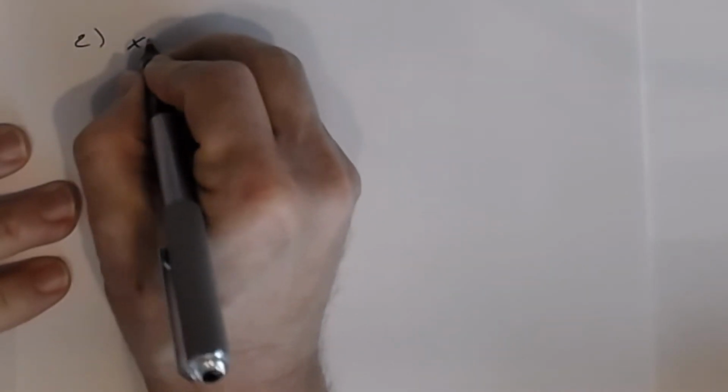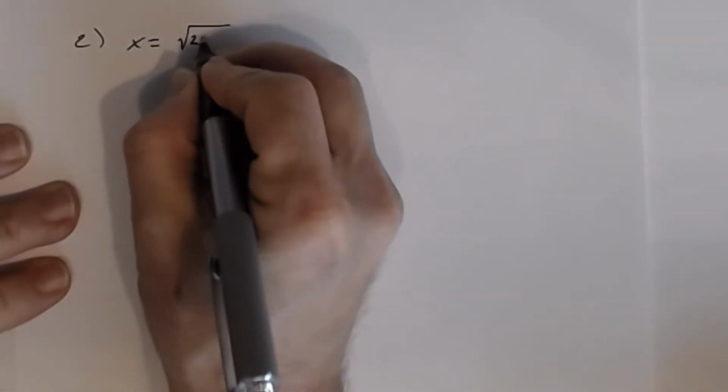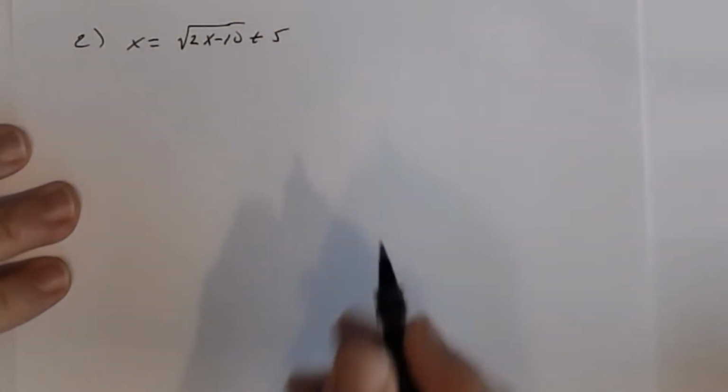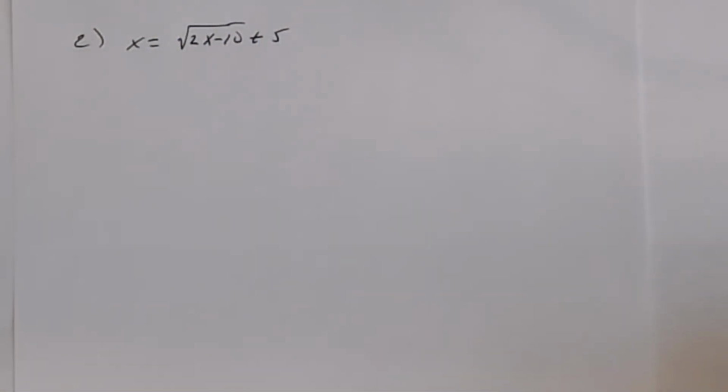All right, so let's do another one. So let's look at number 2. Let's suppose we had this. Number 2, we have x equals the square root of 2x minus 10, plus 5.